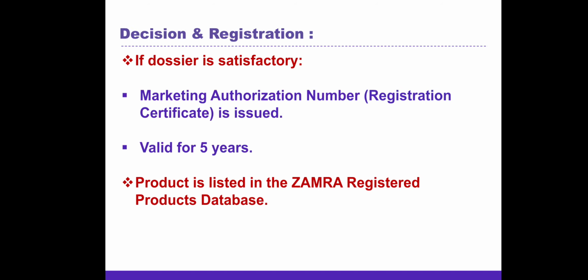Now the decision and registration phase will come. If the dossier is satisfactory, meaning everything is complete and there is no query, then the marketing authorization number, also called the registration certificate, is issued by ZAMRA. The validity of the registration certificate is 5 years. The product will be listed on the ZAMRA registered product database.